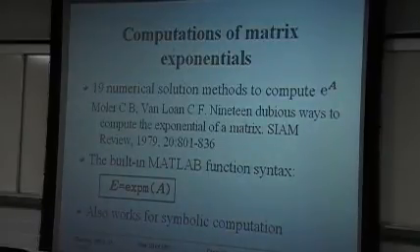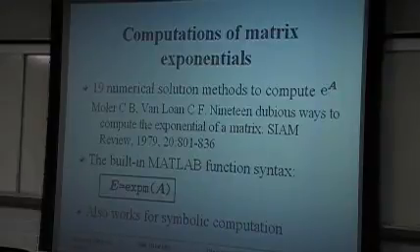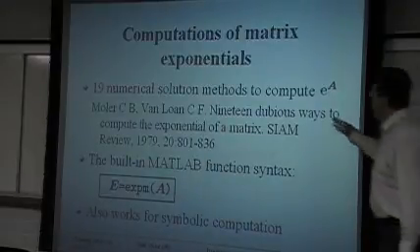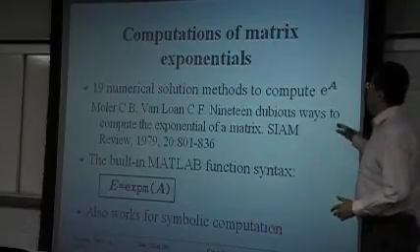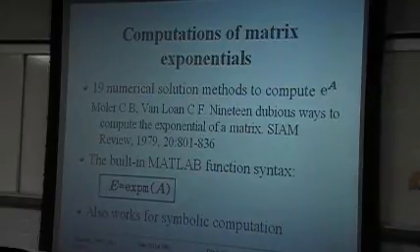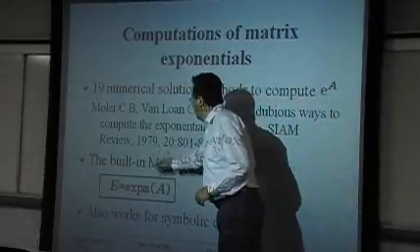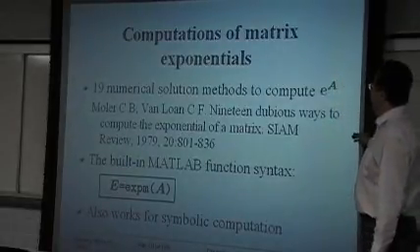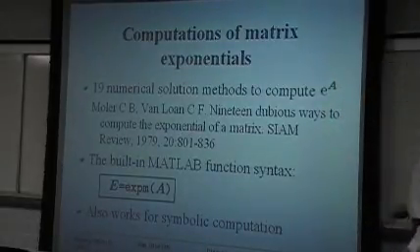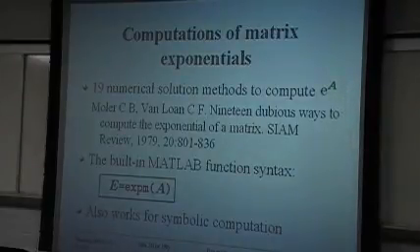For the matrix exponential e to the power of A, where A is a matrix, there are quite a lot of numerical methods. In the survey paper, Professor Moler listed 19 methods. There are lots more methods now. It was listed in 1979, and now there could be many more algorithms which can be used to find e to the power of A.